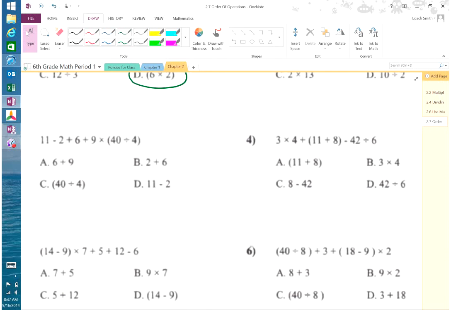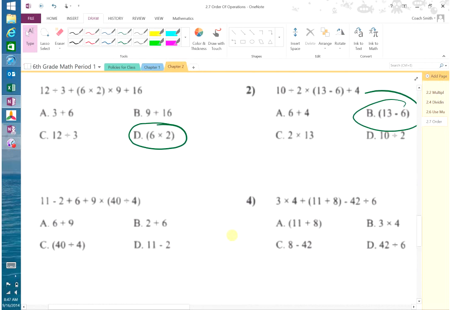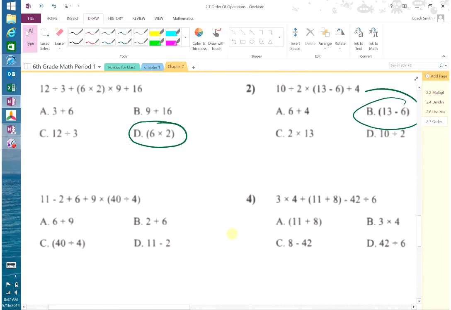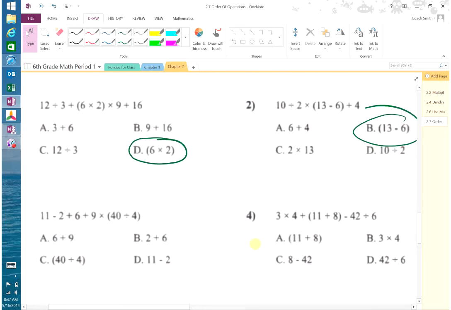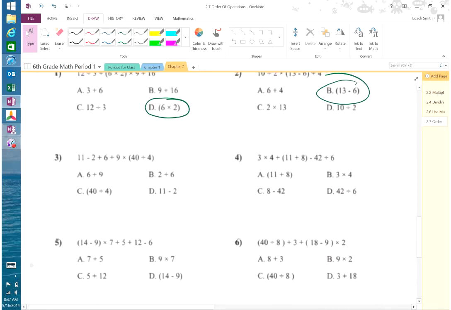Okay, number 3. Number 3, 11 minus 2 plus 6 plus 9 times parentheses 40 divided by 4. What do I do first? Emma? Yeah, parentheses. So which choice is that? C is in cat. Okay? So we do that one.